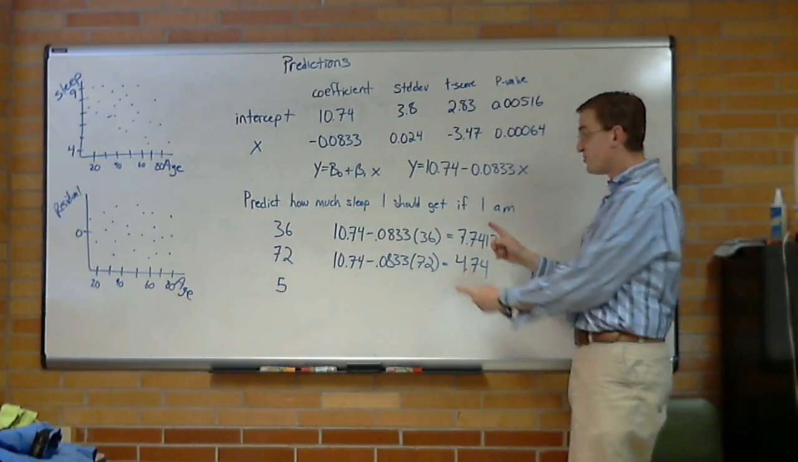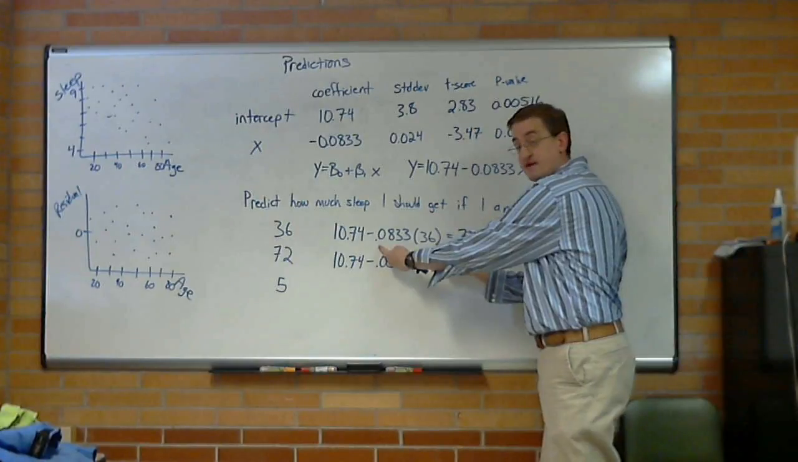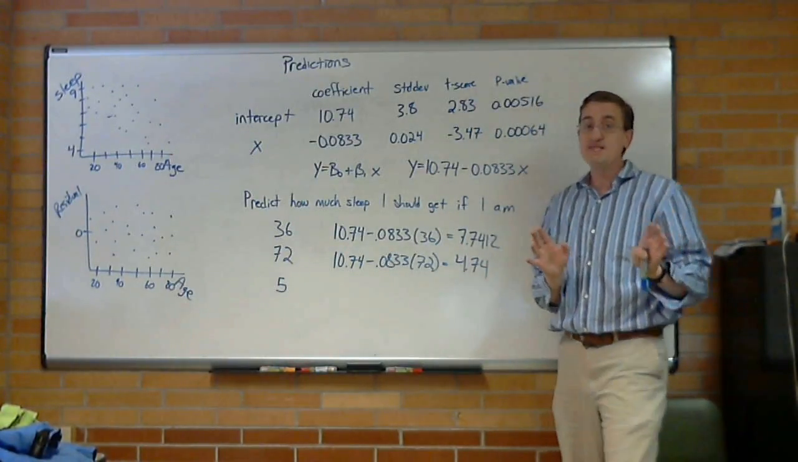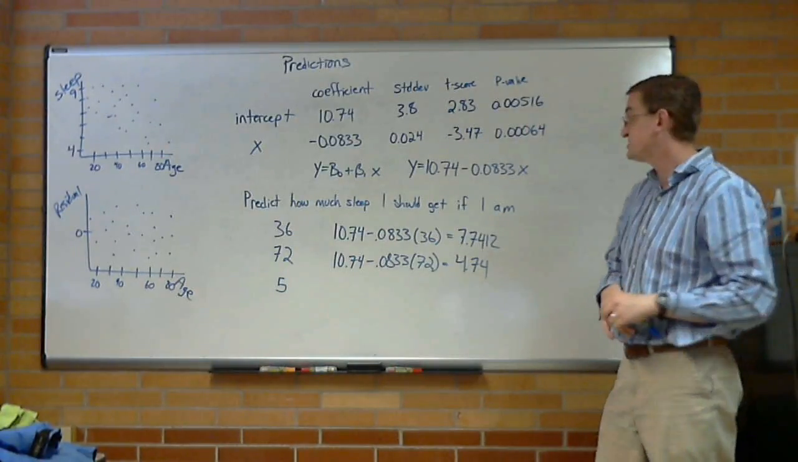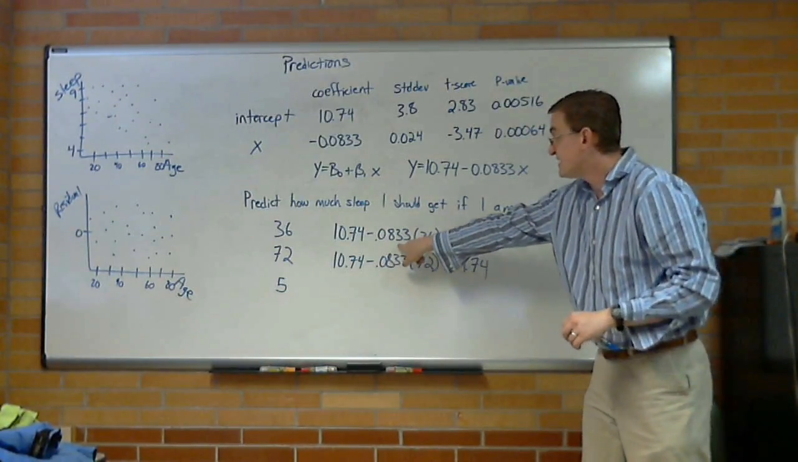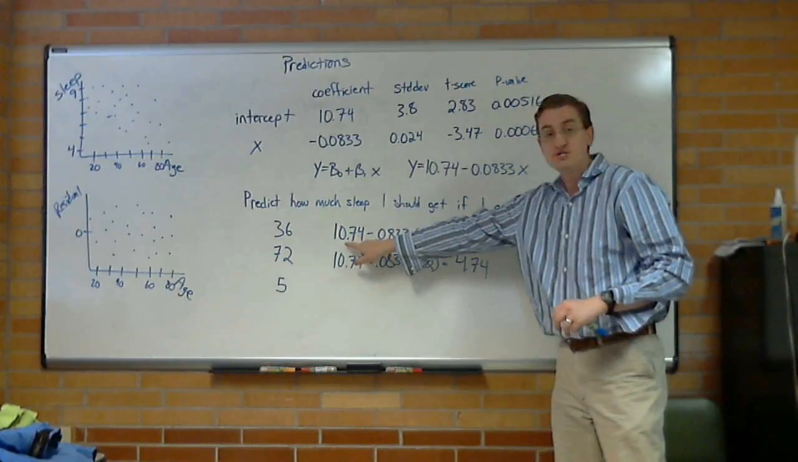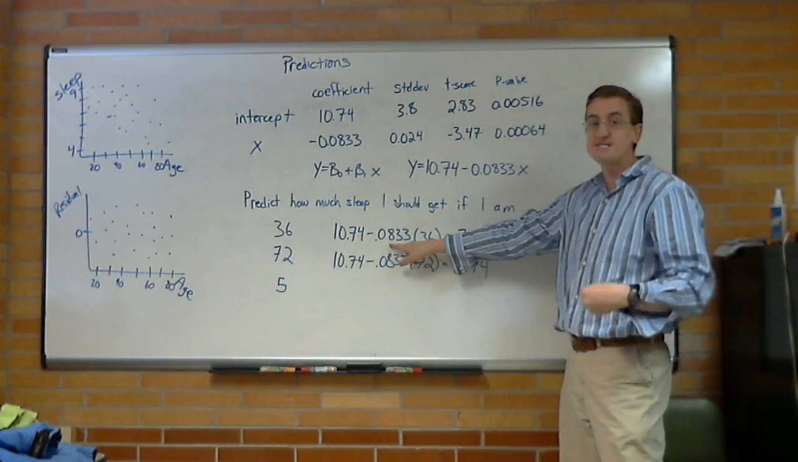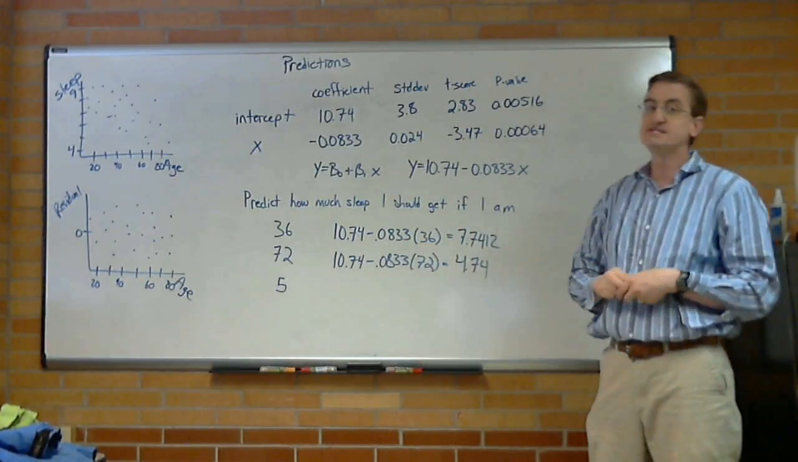Now keep in mind, order of operations: these guys have to multiply first before they get added on. If you've got one of those really smart calculators like a TI, they know about the rule of order of operations, but if you're doing it in pieces, multiply these first, then add. Don't take 10.74 minus 0.0833 and take that answer times the x value. That's not going to work.